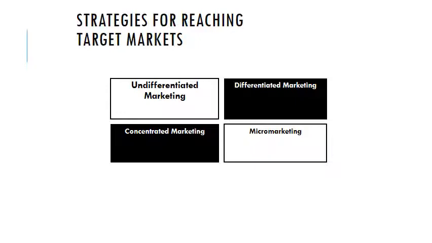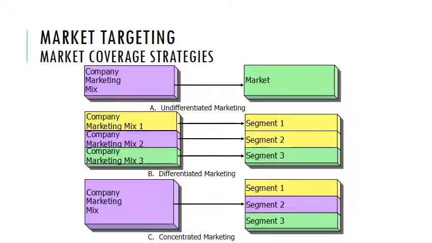These are the kinds of strategies to reach the target markets: undifferentiated marketing, differentiated marketing, and concentrated marketing. We'll look into this. Undifferentiated marketing uses one single marketing mix for the entire market, especially in mass marketing.